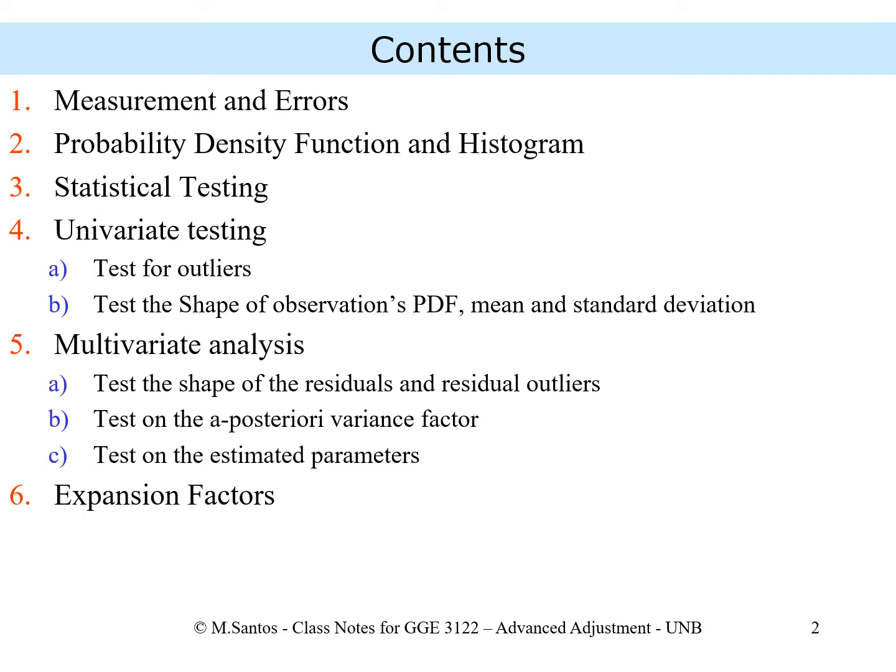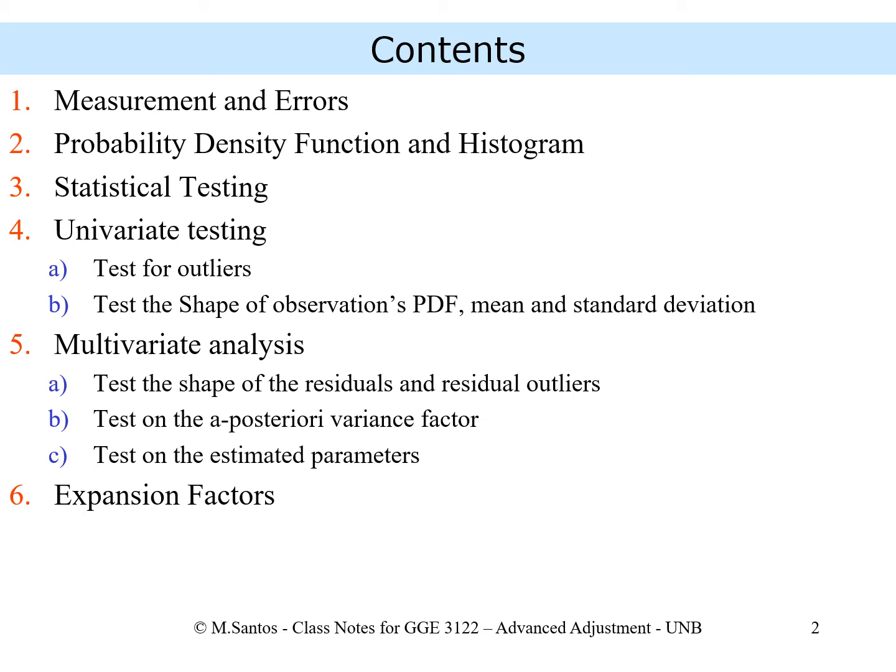We are going then to introduce the idea of statistical testing, the basic theory behind it, and then we're going to look into actual application of that in the univariate testing, and in the multivariate analysis. Univariate testing is tests that we do, the statistical tests or quality control, before the estimation process takes place. So before the least squares adjustment, for example.